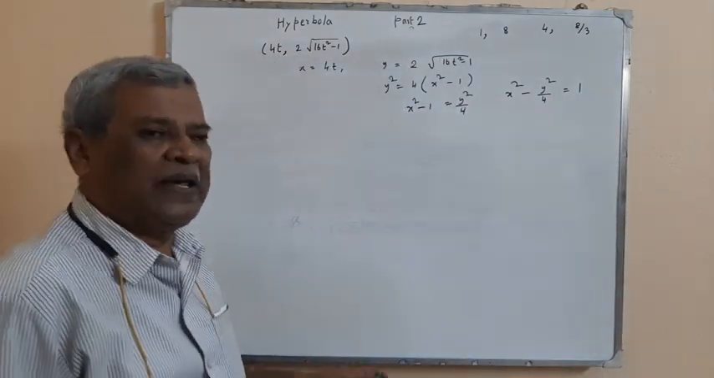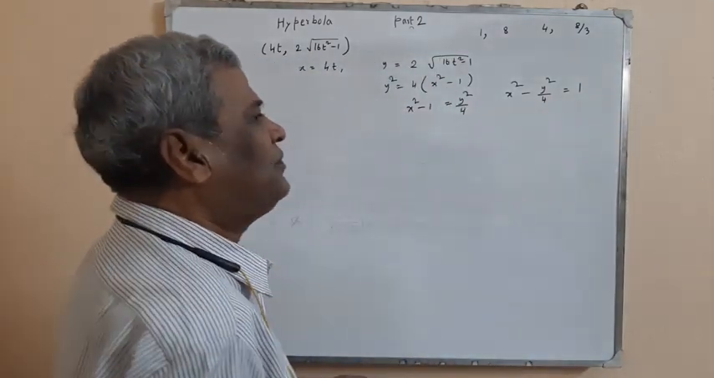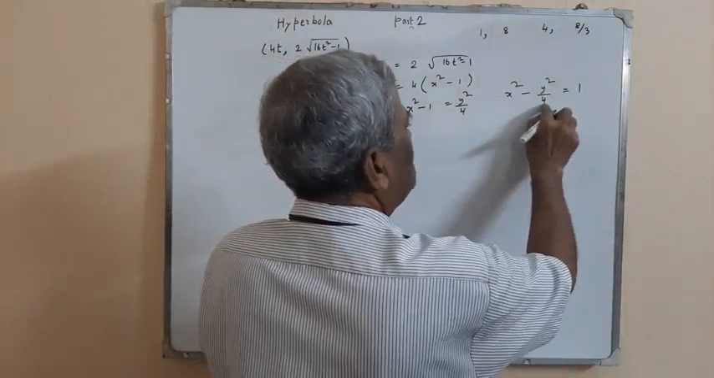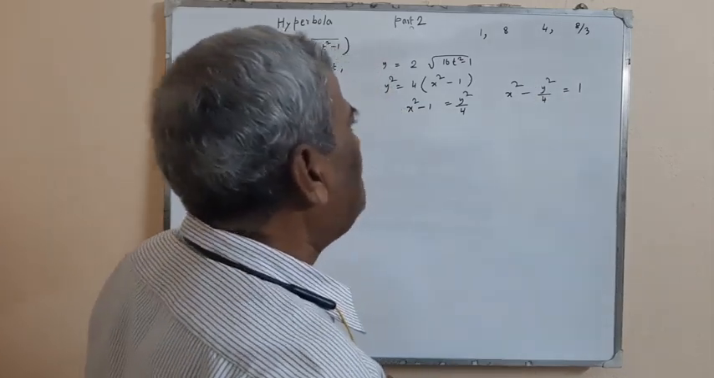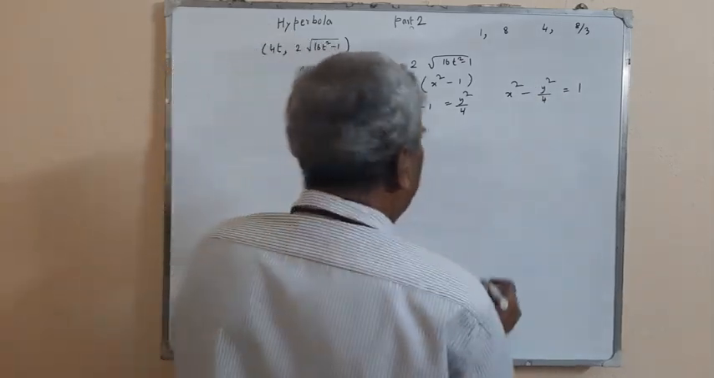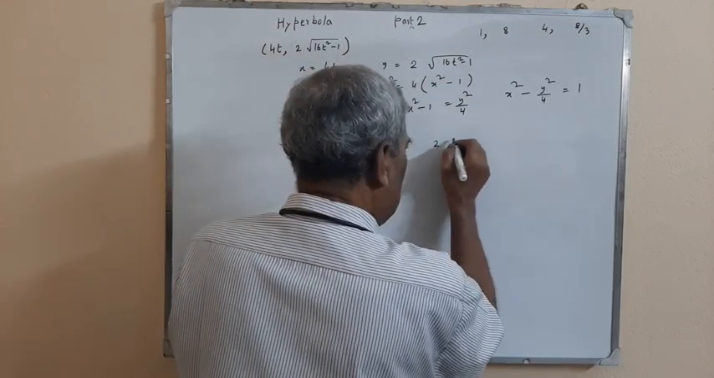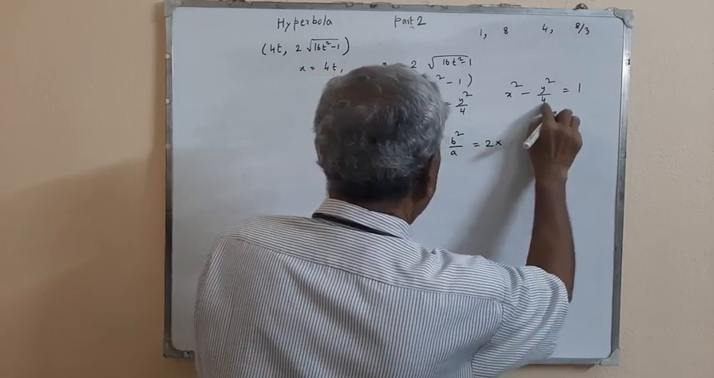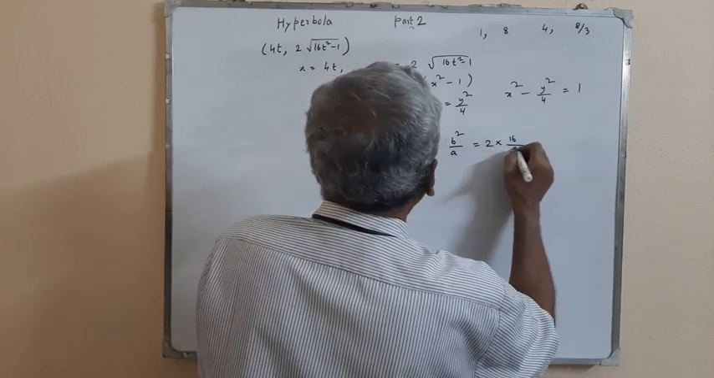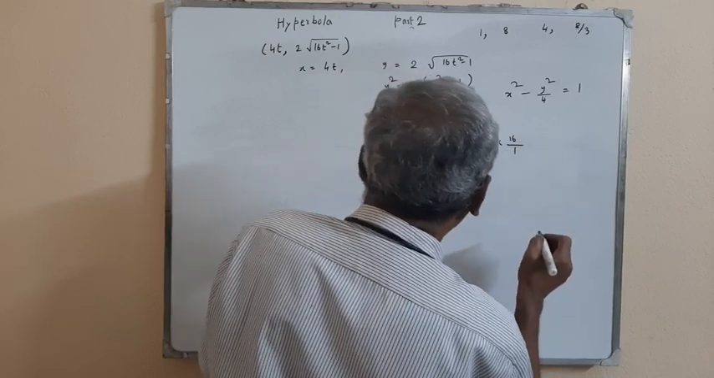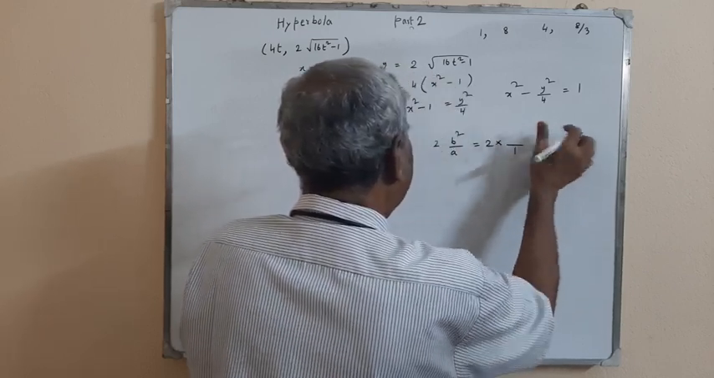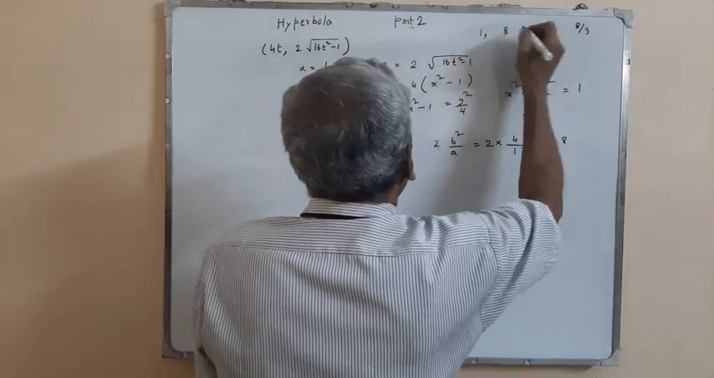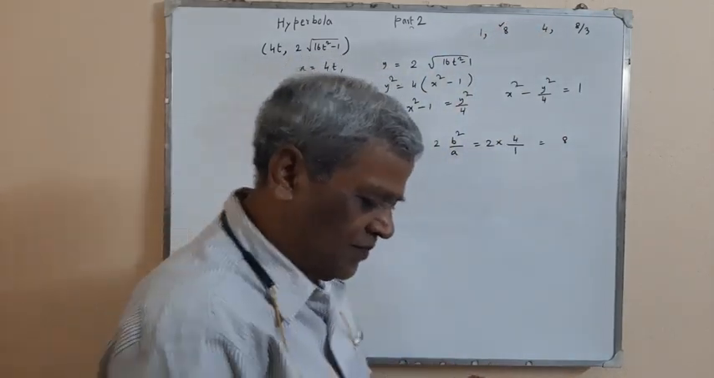Now it becomes a hyperbola in Cartesian form. a² = 1, b² = 4. And we have to find the length of the latus rectum. The length of latus rectum is 2b² by a. So 2 into b², sorry, b² means 4, so 8 by 1, that is 8. So option B is correct.